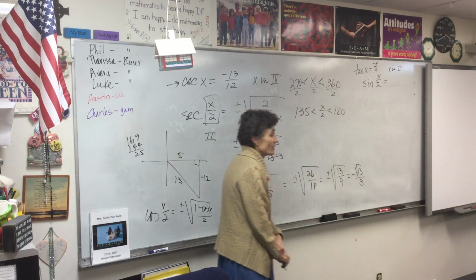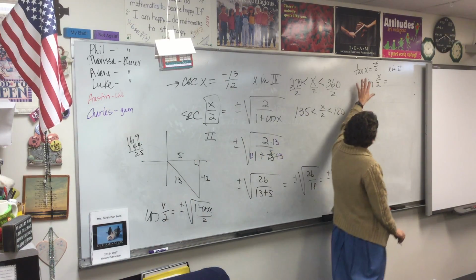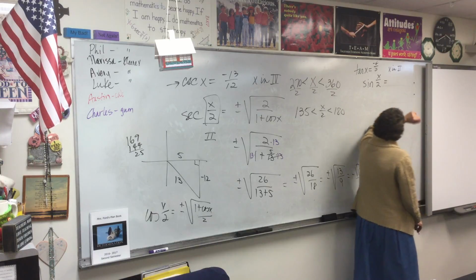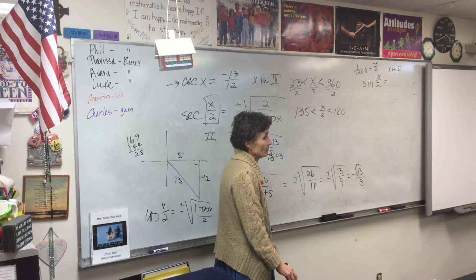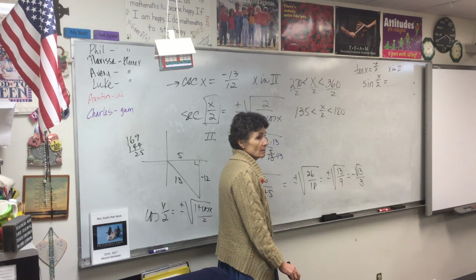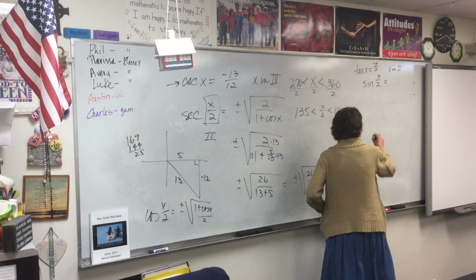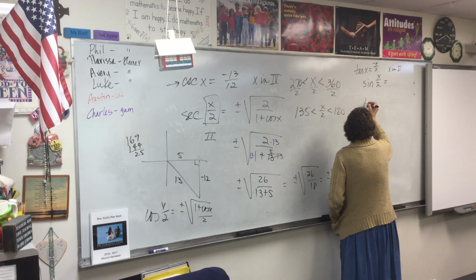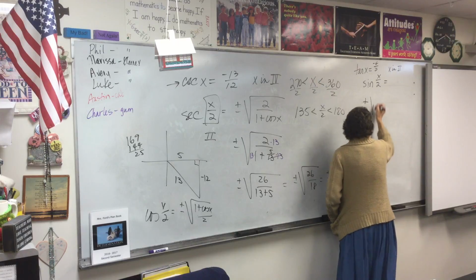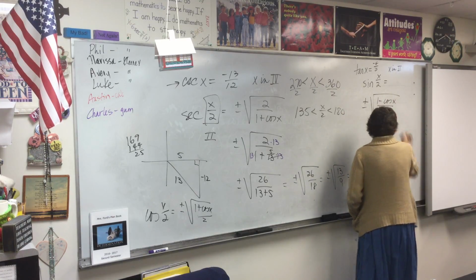Alright, so here we go. This is the problem. You're given that the tangent is negative 4/3 of an angle in quadrant 2. Your job is to find the sine of half that angle. What's the formula for the sine of half the angle? Plus or minus the square root of (1 minus cosine) over 2.